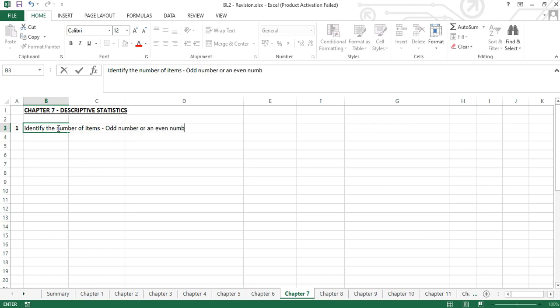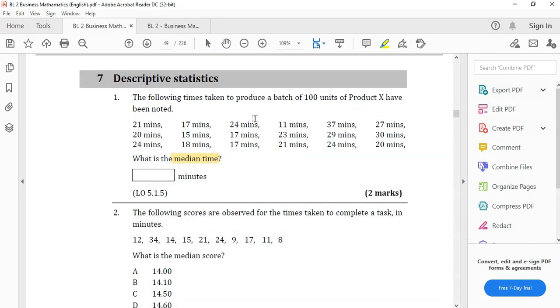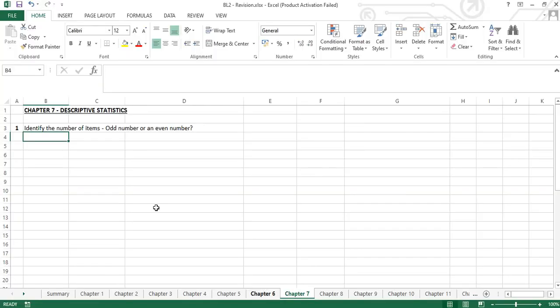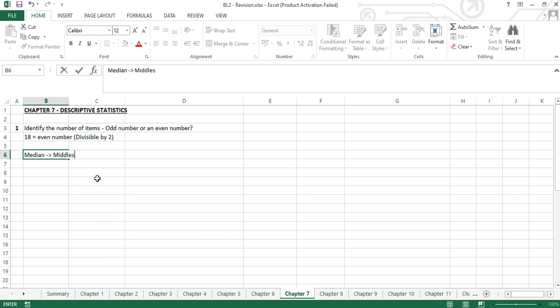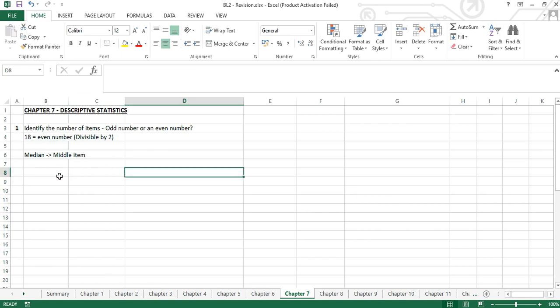So for that, count the number of items given. So 3 this way and 1, 2, 3, 4, 5, 6. So totally 18 numbers. 18 is an even number. Even number means divisible by 2. So if it's an even number, if you are to find the median, now what is the median? Median is the middle value or middle item. Now since it's an even number, 18 numbers, we cannot actually find the middle item exactly.